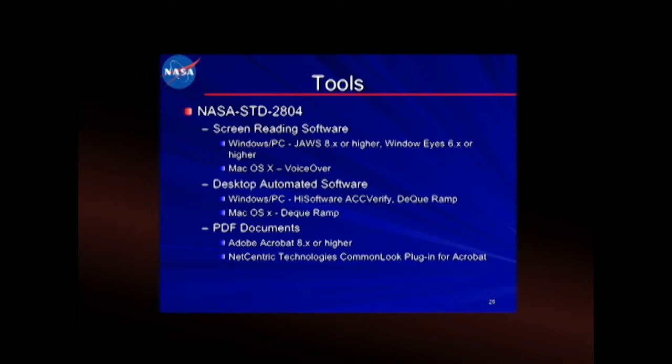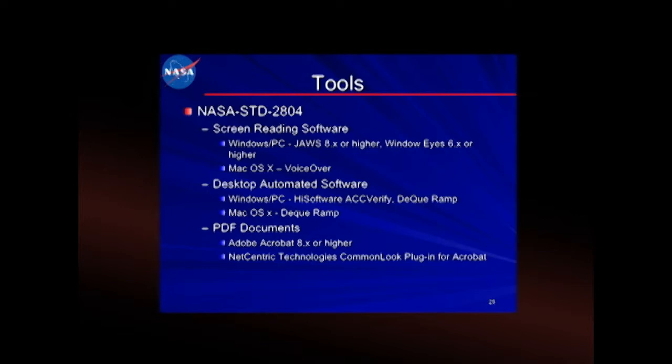Now, if you're using desktop automated software, this is actually for review of, say, websites. These are the suggested software you might use for Section 508 compliance. HiSoftware ACC Verify is a pretty good tool. It's actually a little bit outdated at this point. But DQ Ramp is another option. For the Mac operating system, DQ Ramp we found works cross-platform.